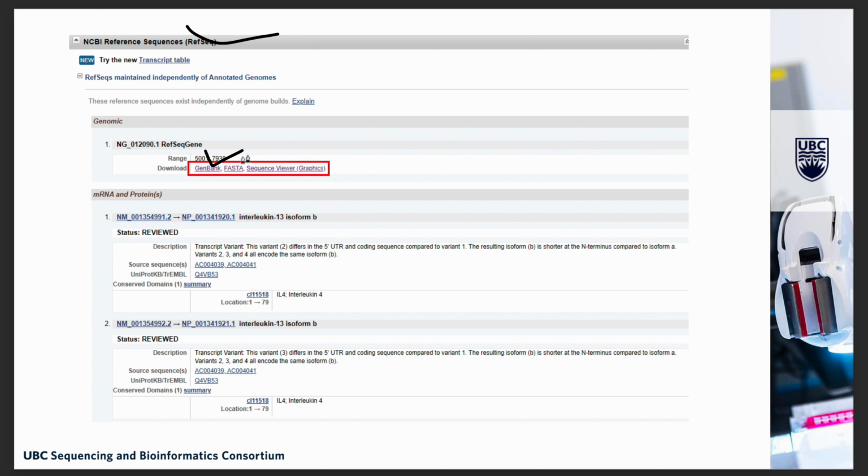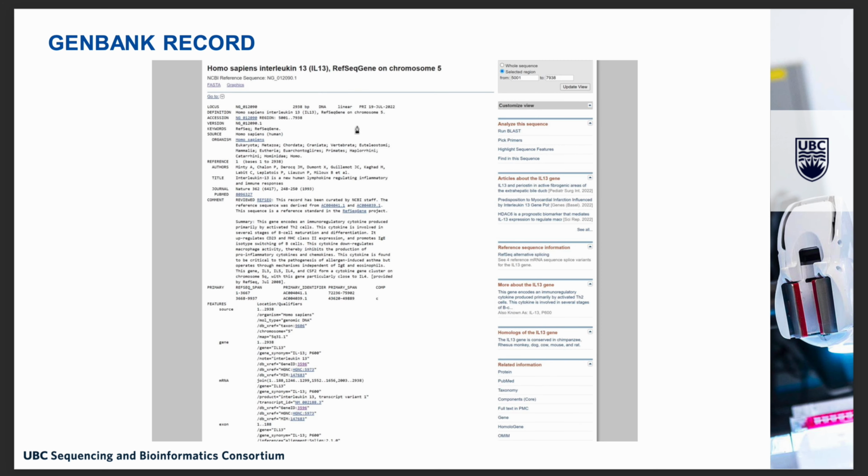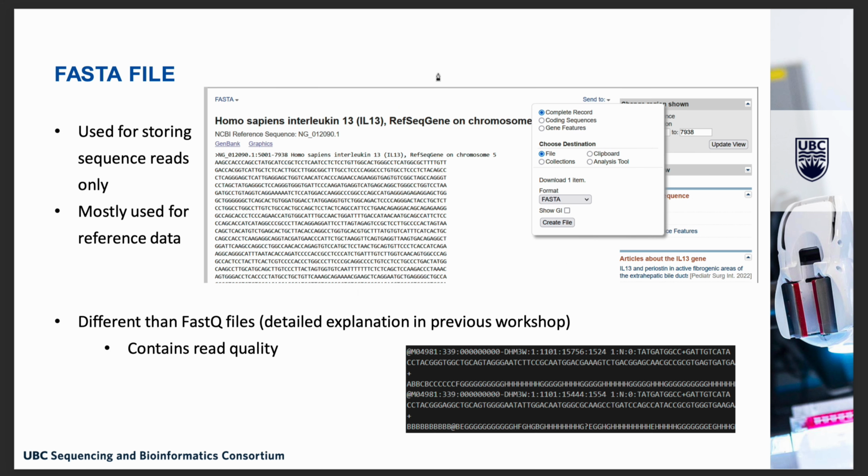We have GenBank, we have the FASTA file format, then we have the sequence viewer for this Interleukin 13 gene, and we have Homo sapiens Interleukin 13 on chromosome 5. You can see we have the complete record, the coding sequence, and also the gene feature. As we know, any FASTA file format begins with this greater than sign, then we have NG, I mean this is the sequence, then we have the gene name and its reference gene on the chromosome.